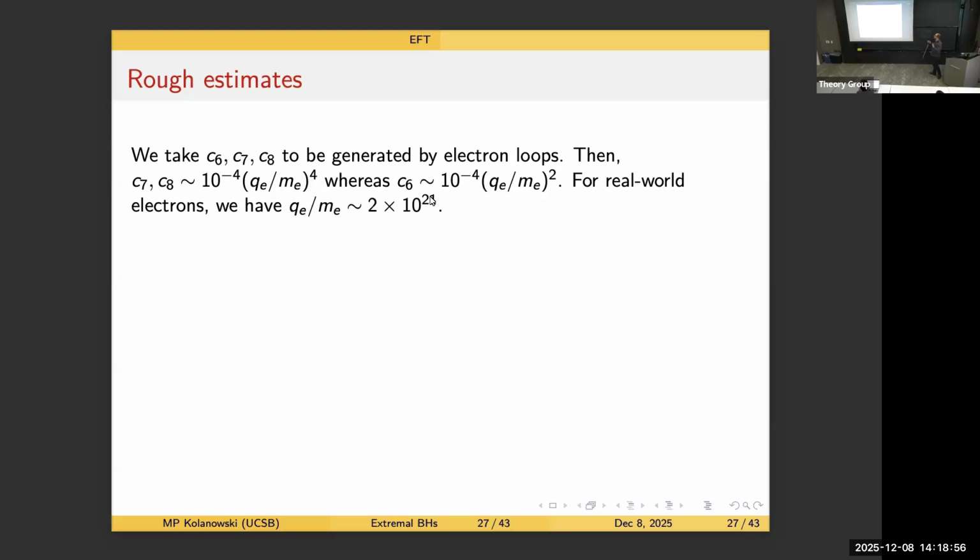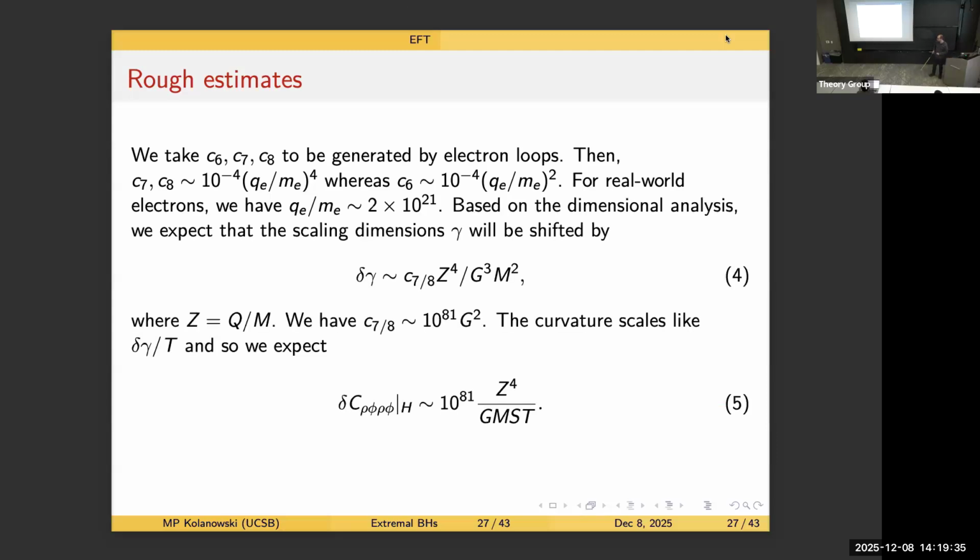Okay, let me give you rough estimates. We want to take these coefficients to come from actual electron loops in QED. Then roughly speaking, C7 and C8, which were F^4 terms, behave like Q over M to the fourth times some coefficient, and C6, which was a mixed term, behaves like Q over M squared. And for the real world, in the units we're using, Q over M for electrons is ridiculously huge. This is 10 to the 21.